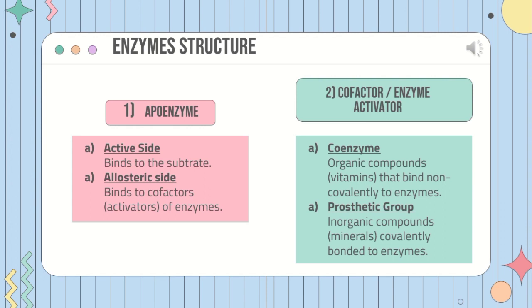The active site can be disrupted by competitive inhibitors having the same structure as the substrate. The inhibitor will prevent the substrate from binding. The allosteric site can be disrupted by non-competitive inhibitors having the same structure as the cofactor. The inhibitor will prevent the enzyme from changing the shape of the active site.